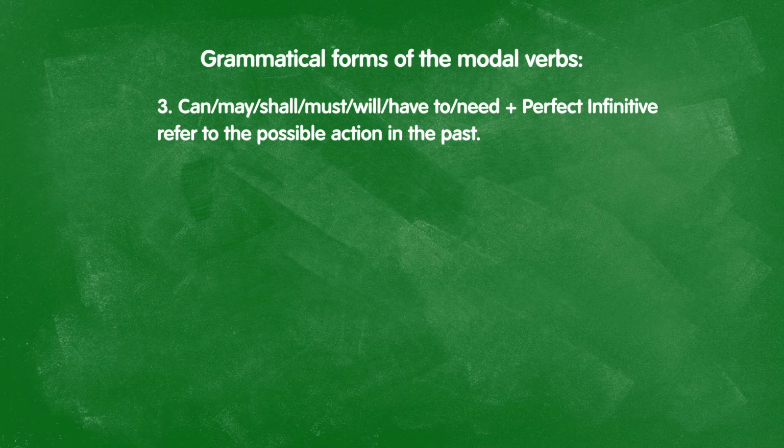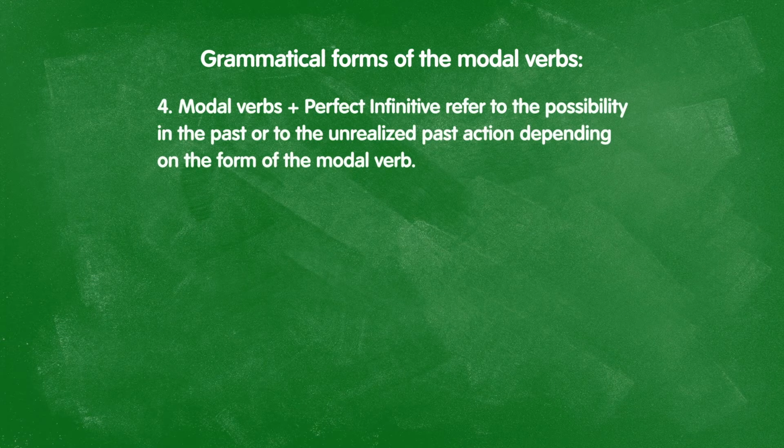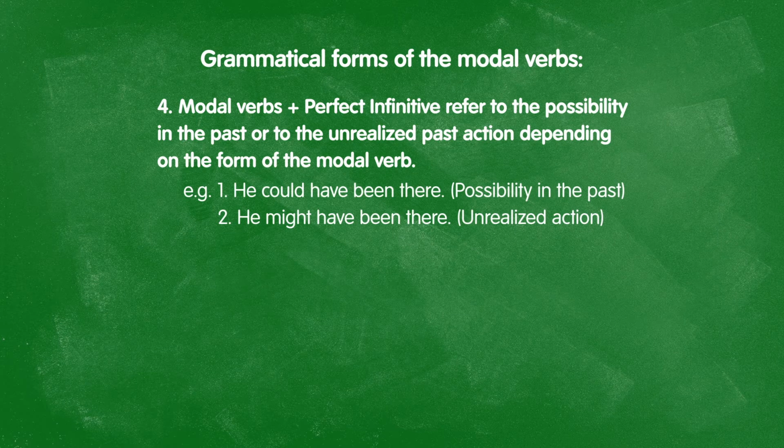Can, may, shall, must, will, have to, and need with the perfect infinitive, however, refer to a possible action in the past. For example, you may have seen this film yesterday. And one more, modal verbs combined with the perfect infinitive refer to a possibility in the past, or an unrealized past action depending on the form of the modal verb. For example, he could have been there, a possibility in the past, or he might have been there, an unrealized action.